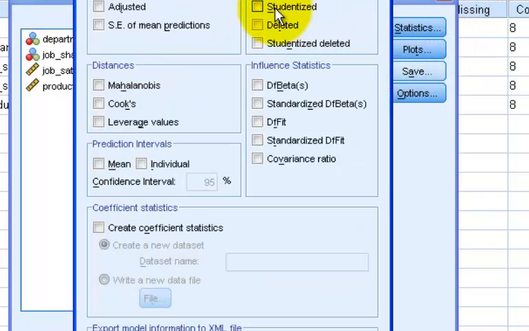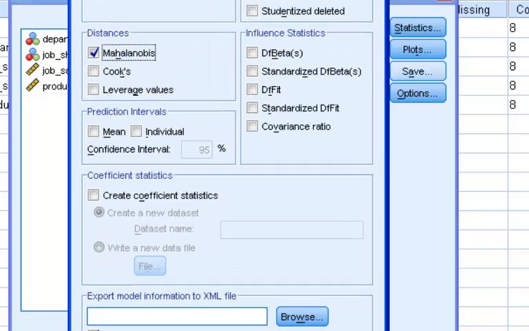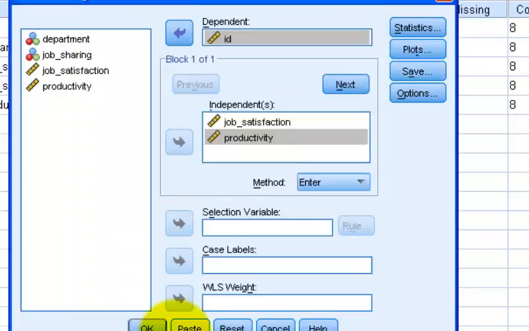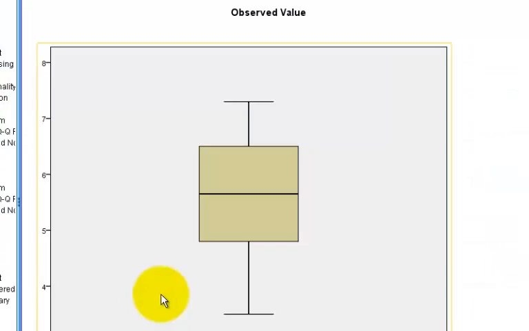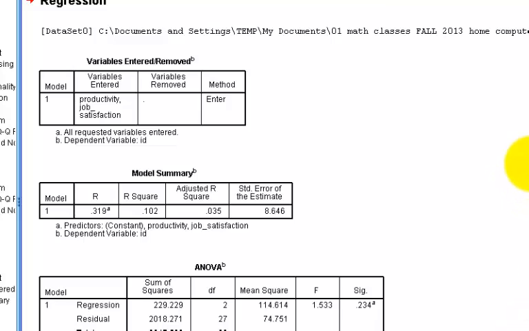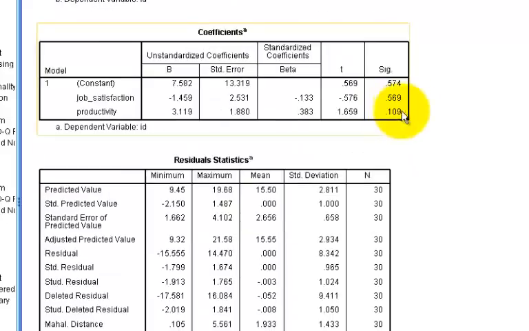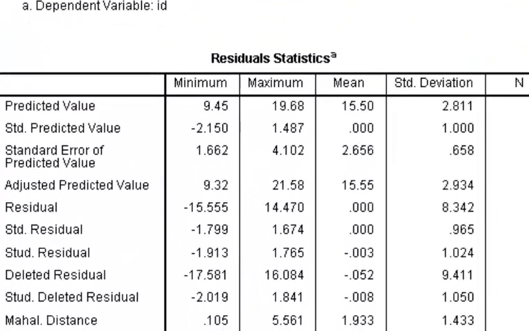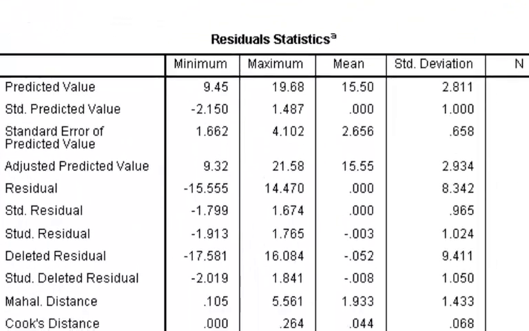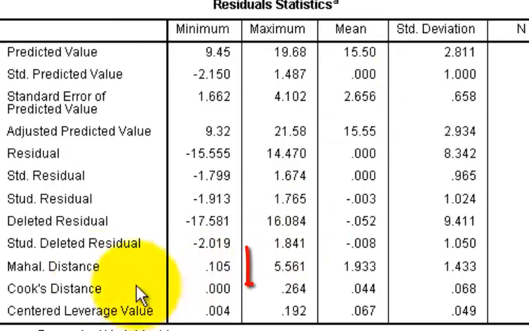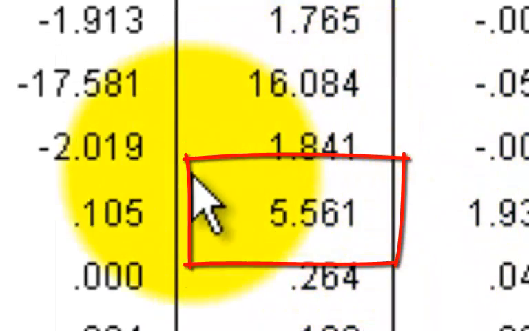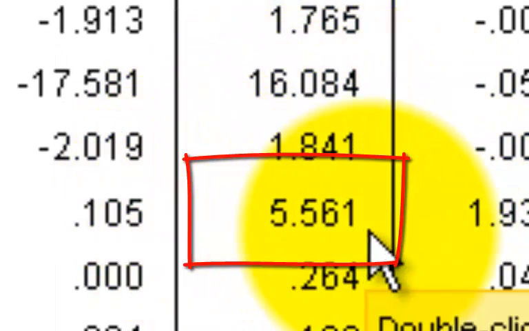You go to Save. You click the Mahalanobis. And I'm not going to click the Cook's this time. I'm going to click Continue. Okay. So remember, since this isn't a regression, disregard these boxes. The only one you want is the one that says residual statistics with the Mahalanobis in it, okay? And there we are right there. Our maximum Mahalanobis is 5.561.